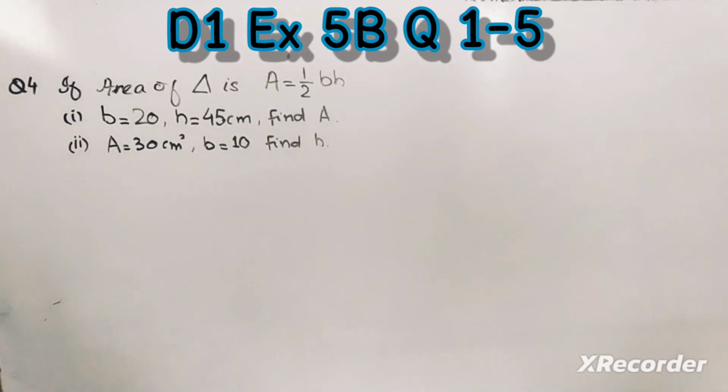Now moving towards question 4, the area of the triangle, we know that a is equal to 1 upon 2 bh, where b is the base of the triangle and h is the height of the triangle. Now first part, b is equal to 20 centimeter and h is equal to 45 centimeter. Find area. Let's start with the part 1.